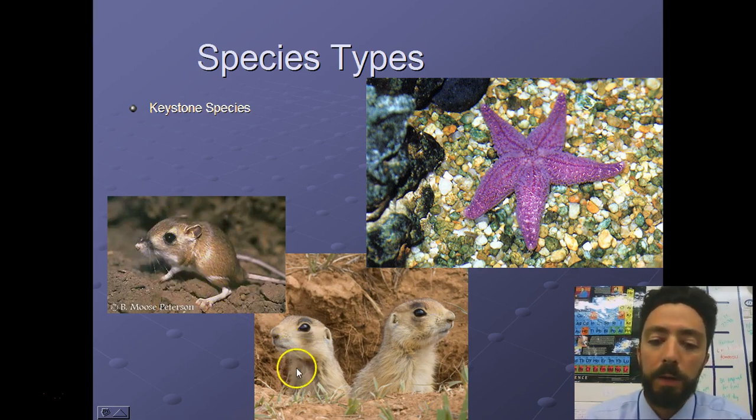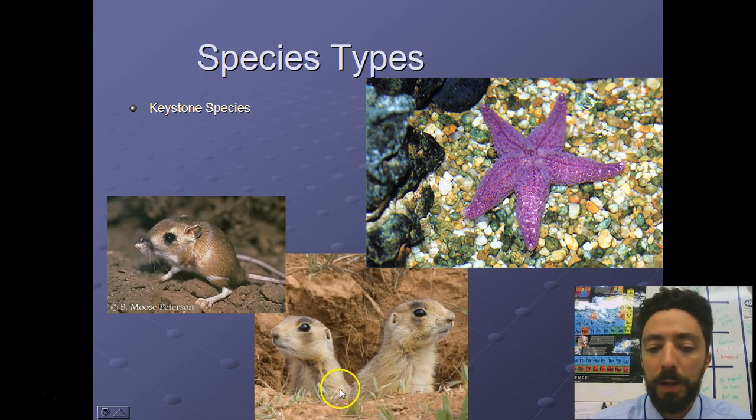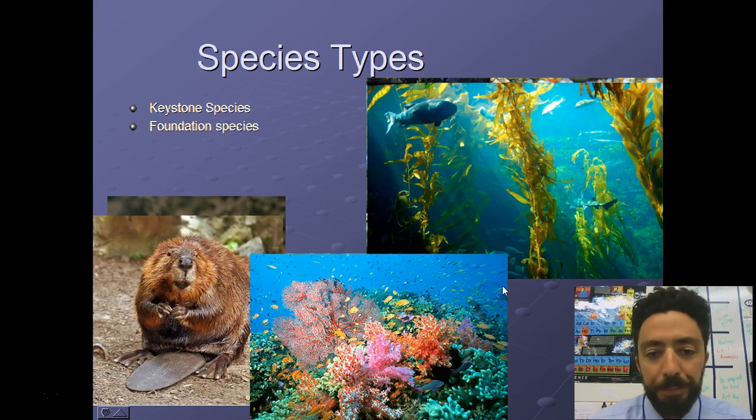Prairie dogs are another one, right? They're really important for turning over the soil, getting air and nitrogen cycles going in the grasslands, and so they play a very keystone role. Without them, we wouldn't have the luscious grasslands.